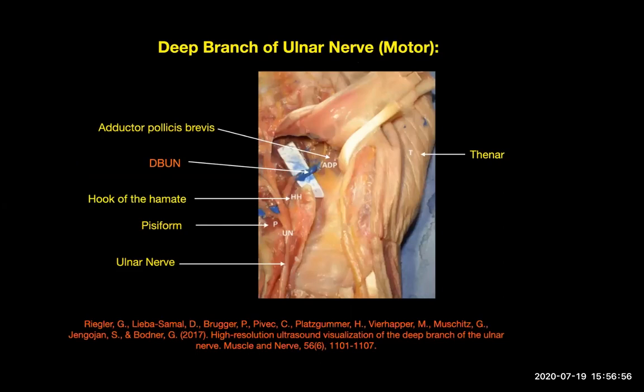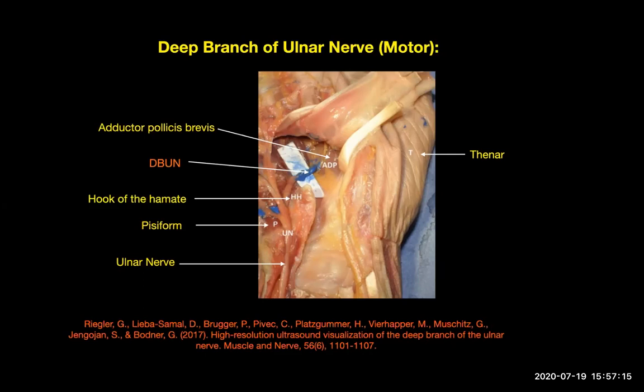So here, as you can see, the deep branch of the ulnar nerve was identified in cadaver, and it is very interesting that this particular nerve also is identified a little distal from the hook of the hamate.